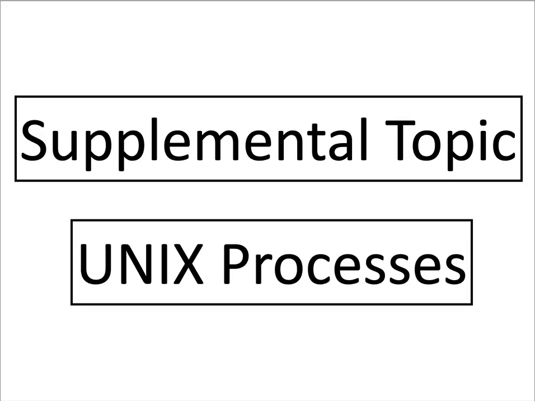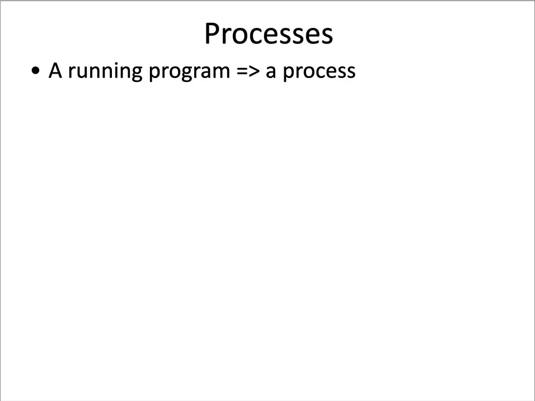Okay, this is a supplemental lecture that talks about processes on Unix and Linux operating systems. Basically, a program that is running equates to a process. And there is information about that process, referred to as metadata, that can be used as evidence. There are several things that we would want to track.